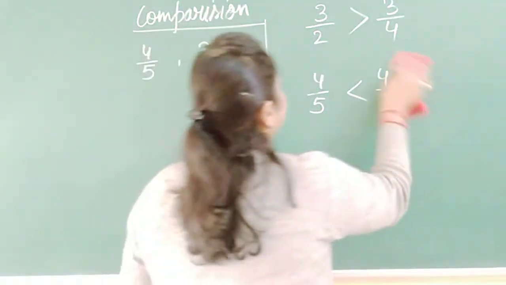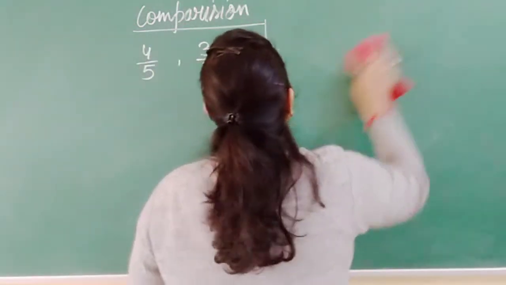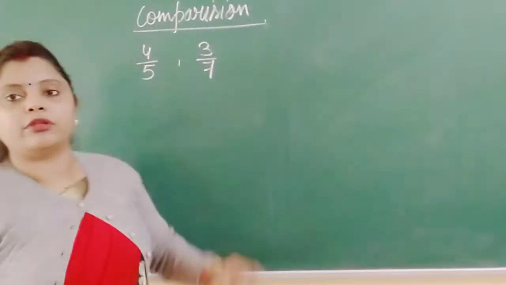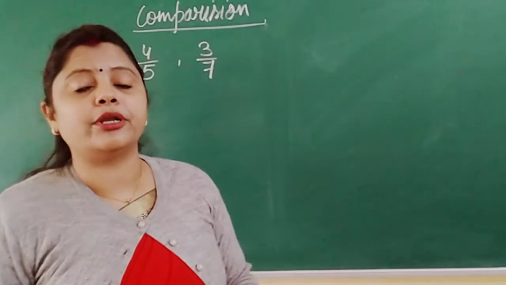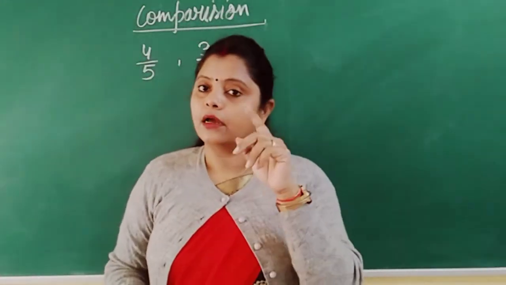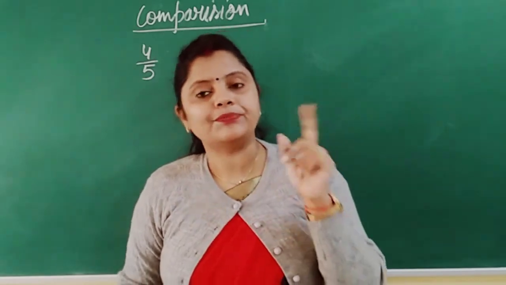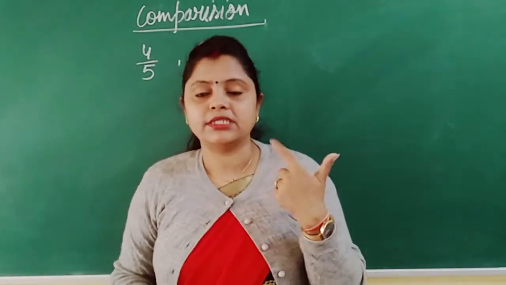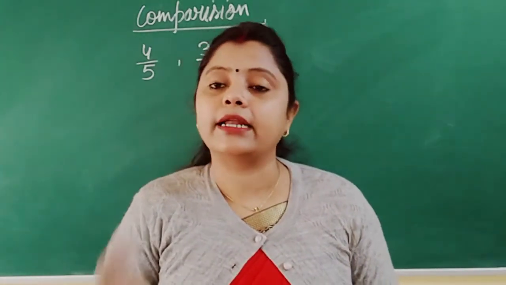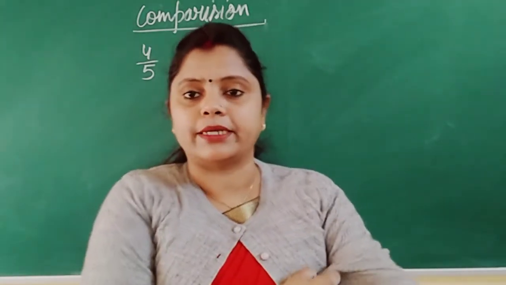If both are different, as I have shown you in this question, 4 by 5 and 3 by 7, where nothing is similar, neither numerator nor denominator, then how do we understand which one is greater? There are two different processes. In this video I will show you one process, and then in the next video I will show you one more process. Through that you will understand how to do the further comparison.